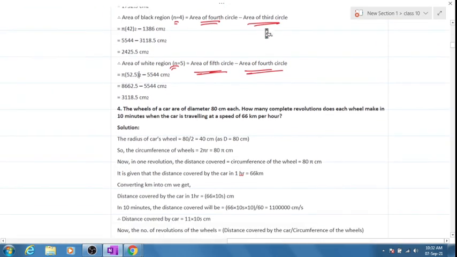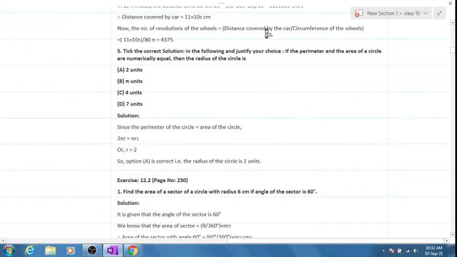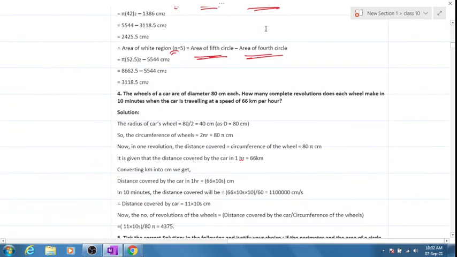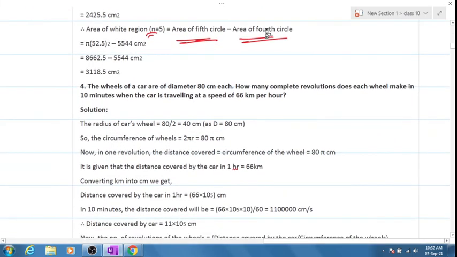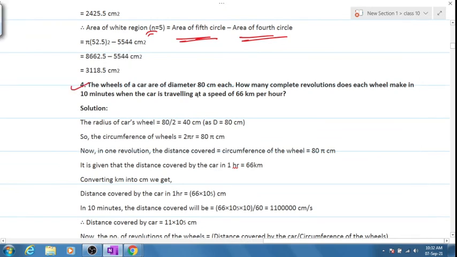Now moving on to the fourth numerical. This exercise has 5 numericals. Okay, we'll complete it, right? A wheel of the car, diameter this much each. How many revolutions does each wheel make in 10 minutes when the car is traveling at 66 km/h? This is a very important question, very important.